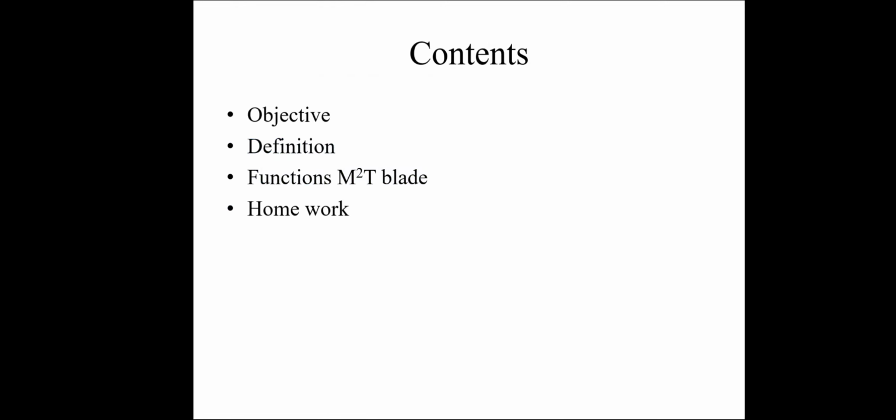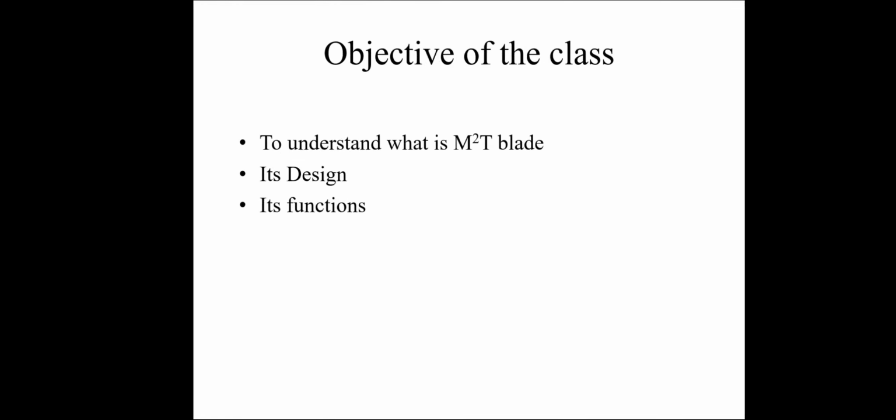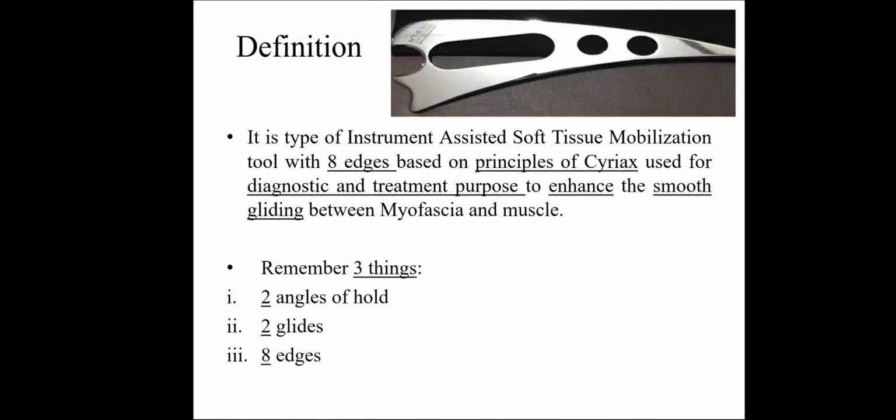Now let's look into the contents of the class, that is objective of the class, definition, functions of M2T blade. Coming to the objective of the class is to understand what is M2T blade, its design and its function. Coming to the definition, it is a type of instrument assisted soft tissue mobilization tool with 8 edges based on the principle of Cyriax, used for diagnostic and treatment purpose to enhance the smooth gliding between myofascia and the muscle.